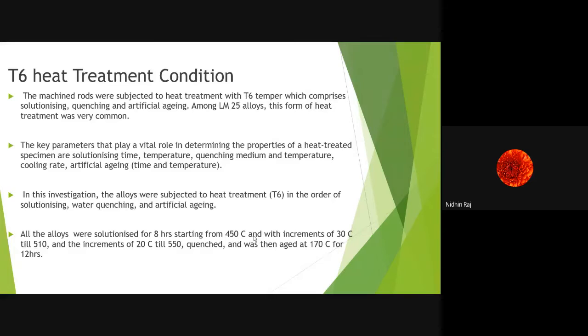Now, all the alloys were solutionized for 8 hours, starting from 450 with increments of 30 degrees Celsius till 510 degrees Celsius, and then increments of 20 degrees Celsius till 550 degrees Celsius. Then these alloys were quenched and aged at 170 degrees Celsius for 12 hours.